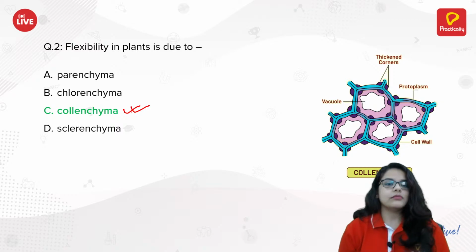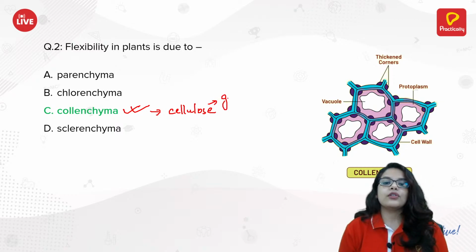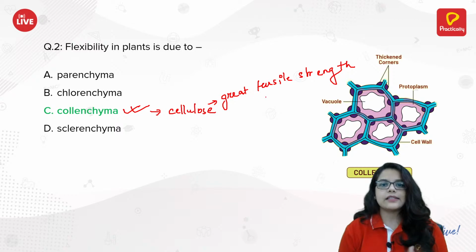So why does collenchyma give flexibility? See, this is a picture of collenchyma, and they have thickened corners and everything. They have something called cellulose, which is there in most of the plants. And what does this cellulose give? Great tensile strength. So what will this tensile strength give? Tensile strength gives us flexibility.